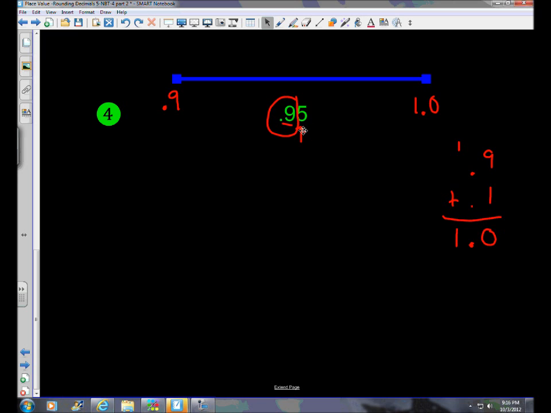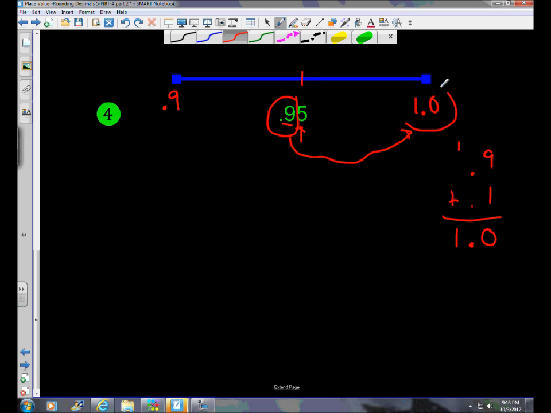All right, we've got 95 hundredths, and the 5 tells us that it is really kind of right smack in the middle between 9 tenths and 1 whole, or 10 tenths. So what we do in these cases, if it's 5 or more, the rule in rounding is that you round up. So we're going to round up to this tenth right here. So 95 hundredths rounds to 1 whole, or 1.0, which is equal to 10 tenths, isn't it?